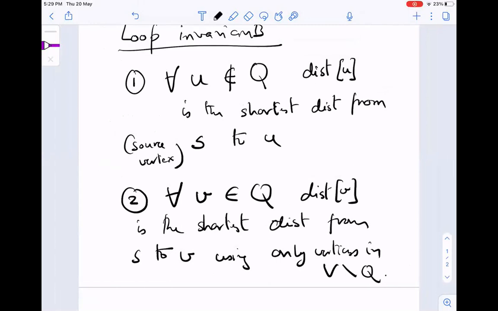The number one, the shortest distance: if U is not in the queue, then that is the shortest distance. And if it is in the queue, then it is the shortest distance where only the vertices in V minus Q are used. And now, how do you prove the two loop invariants? Are the two loop invariants clear? Yes, sir. Excellent.